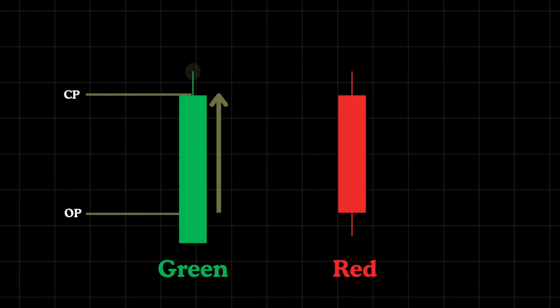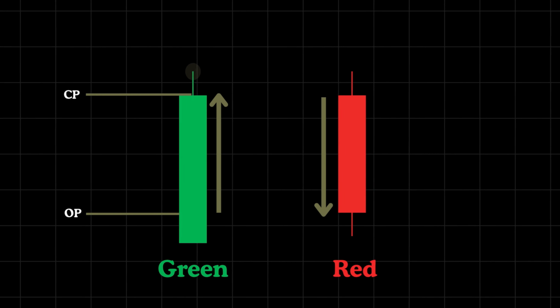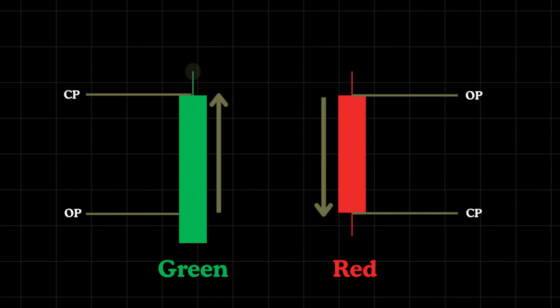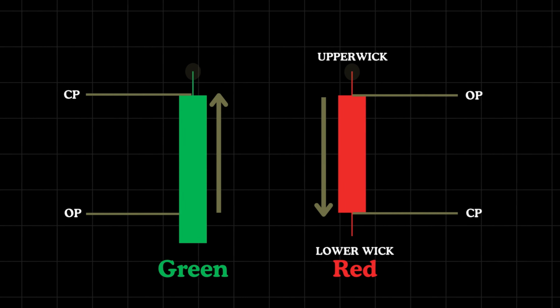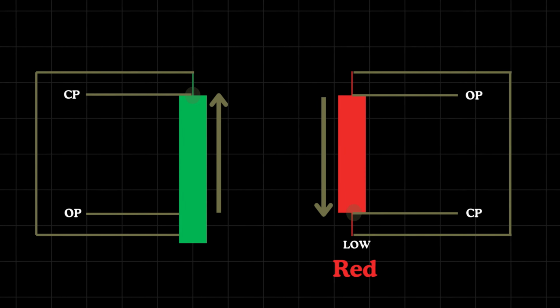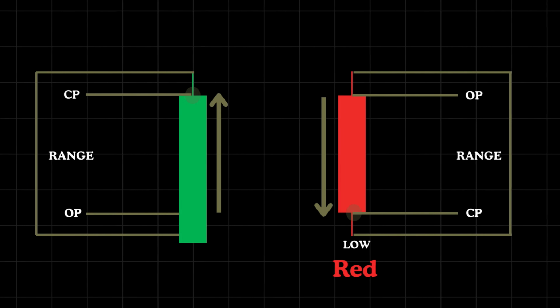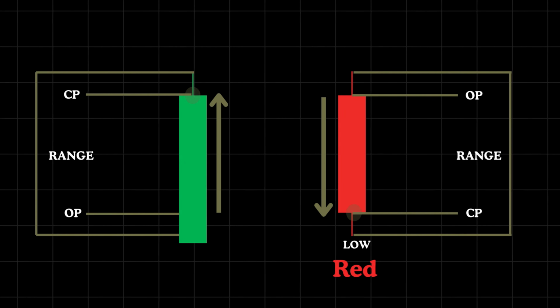In the case of a red candle, sellers drive the price downward from its opening value. Thus, the opening price is higher, and the closing price is lower. The upper wick still represents the high for that period, while the lower wick shows the low. Together, this entire structure is referred to as the range of the candle. Based on this total range, if the candle closes near its high, we identify it as a bullish candle.